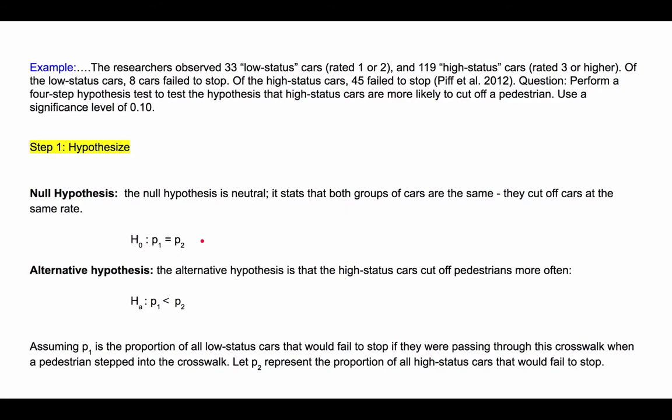Now, how do we write the second one? It depends on which one's population 1 and which one's population 2. So for the alternative hypothesis, we're going to say that p1 is the proportion of all low status cars that would fail to stop if they were passing through a crosswalk when a pedestrian stepped into the crosswalk. And p2 is the proportion of all high status cars that would fail to stop. We're told that we're testing whether or not high status cars fail to stop at a higher rate. In other words, we're testing if p2 is bigger than p1. And so we're using this inequality here.